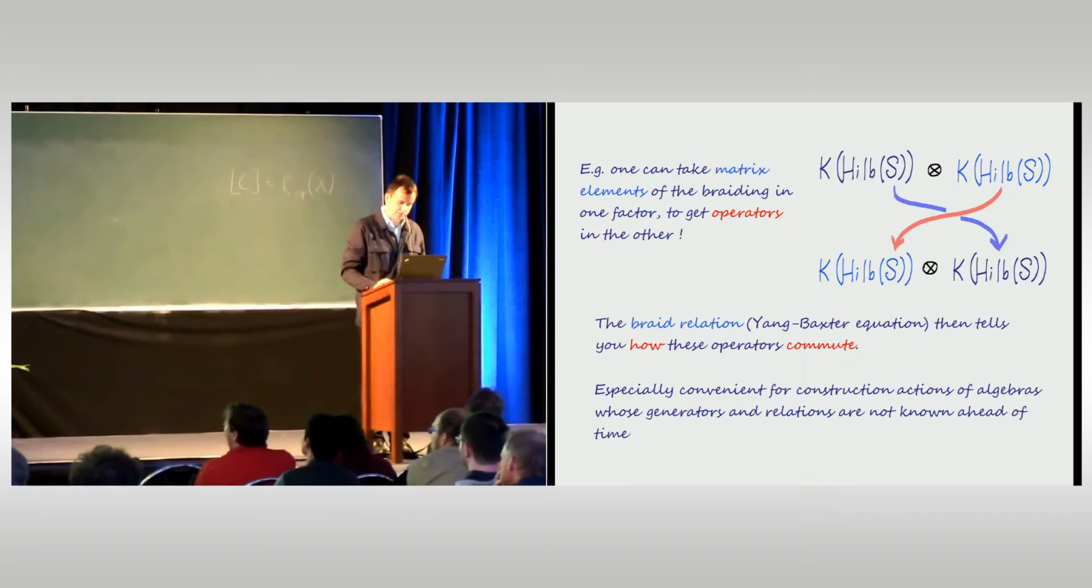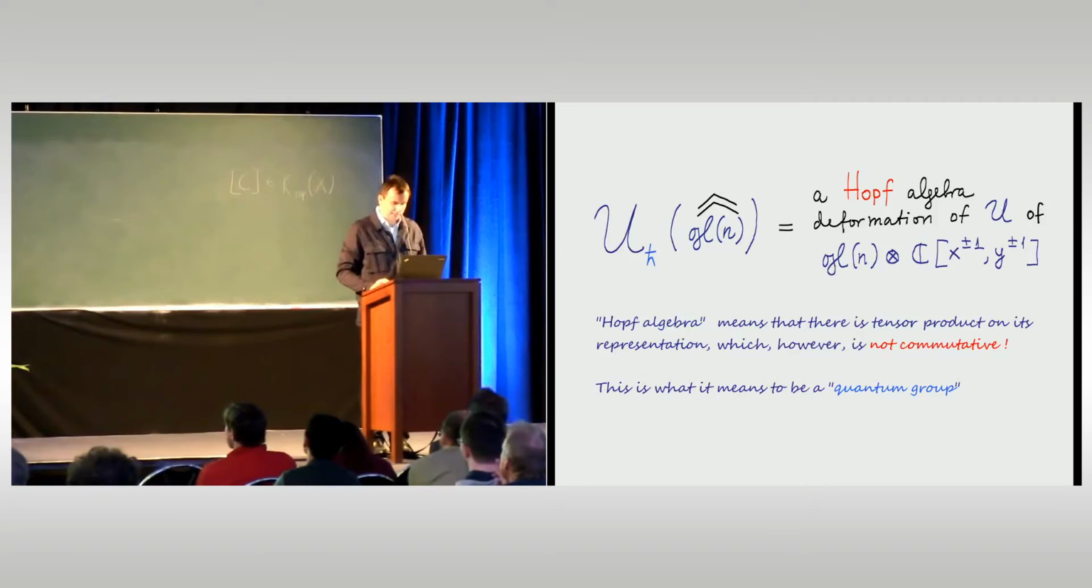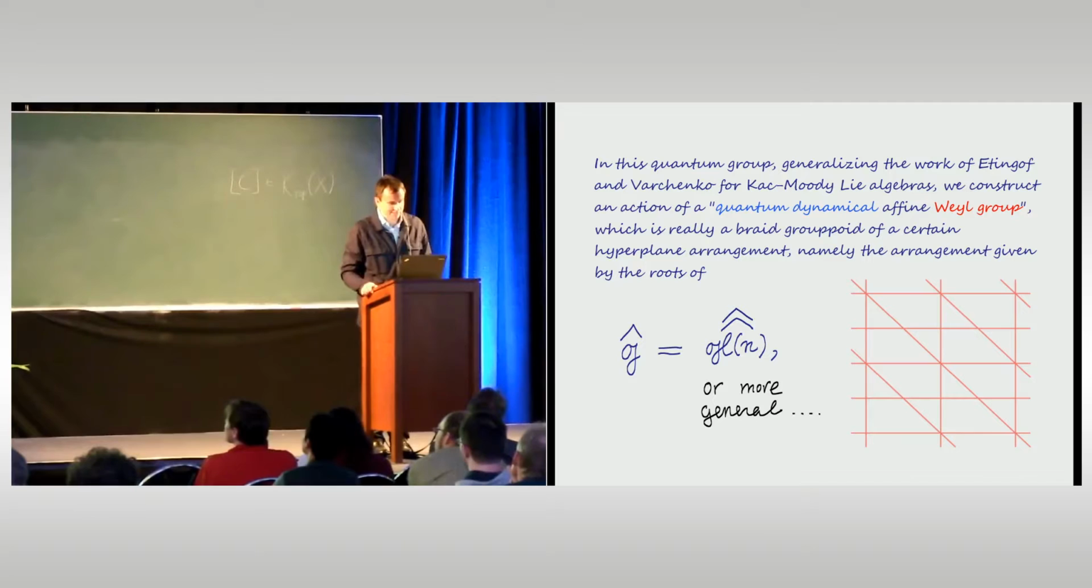So once I have this algebra, then in this algebra I'd like to construct something which is, well, something like a Weyl group. It has quite a bit more adjectives, but it's an object the value and importance of which has been recognized by Etingof and Varchenko.